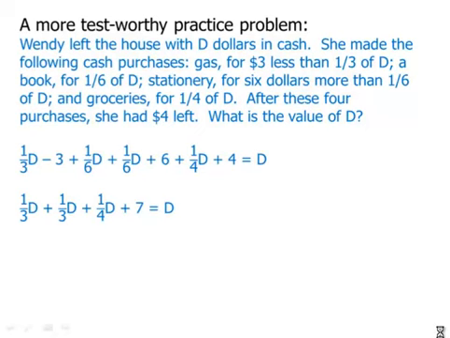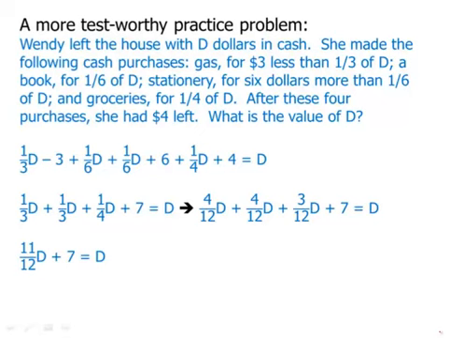Now I'm going to find a common denominator. Add all those fractions. I get 11/12 D plus 7 equals D. Subtract 11/12 D from both sides. I get 7 equals 1/12 D. Multiply by 12. D equals 7 times 12, or 84. And that's the answer.